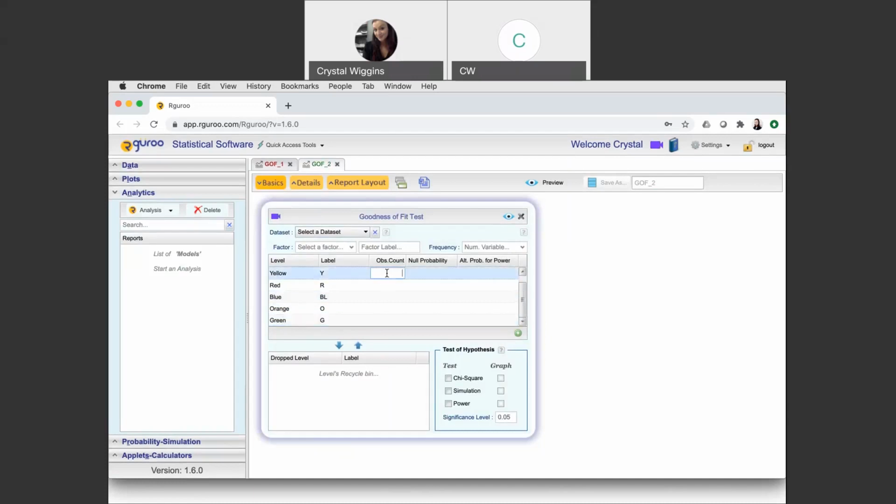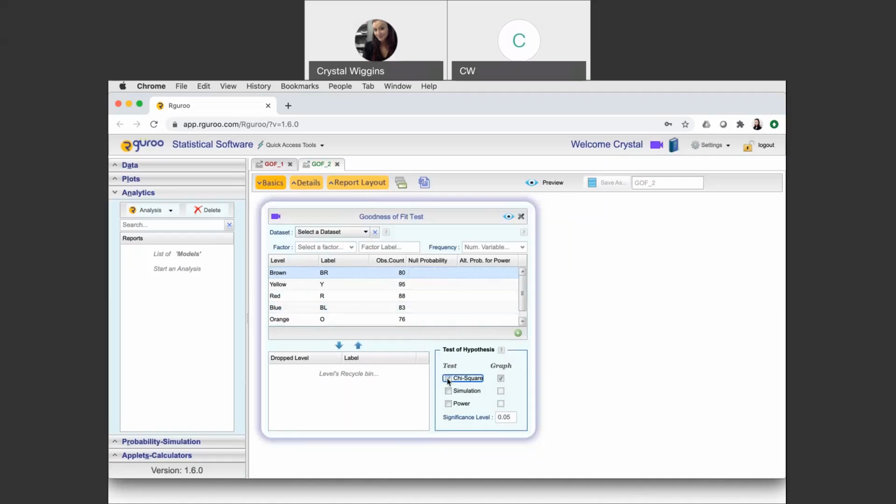The observed counts from the bag of 500 M&Ms. There was a count of 80 brown, 95 yellow, 88 red, 83 blue, 76 orange, and 78 green. The probabilities, remember, are uniform. So we have choices. We can type in a fraction, 1 divided by 6. In this area, it actually does calculate the division. We can type in the decimal. We can type in the percentage. Or if we leave it blank, Rguroo does default to a uniform distribution.